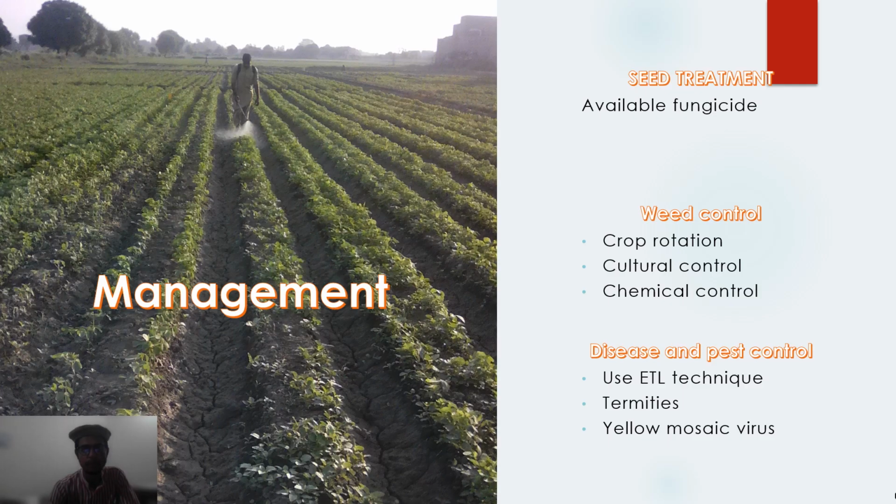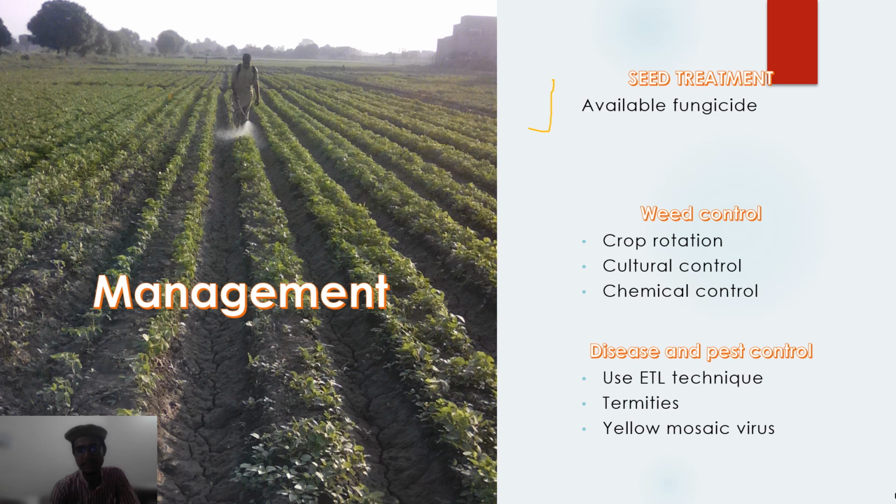To protect from soil-borne diseases, seed should be treated with fungicide. There are a lot of fungicides available in the market. For weed control, we use crop rotation, cultural practices, and chemical control. Three basic methods we use in our field. The crop rotation, as I told you, we sow a soybean crop and mix it into the soil, and nowadays different chemicals are available in the market for weed control of soil.